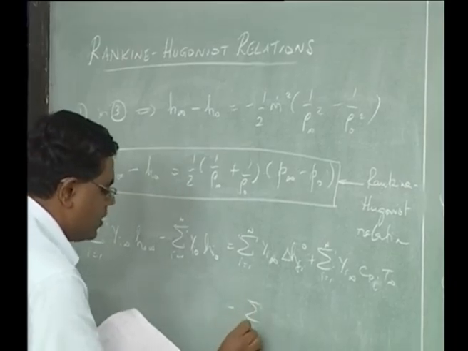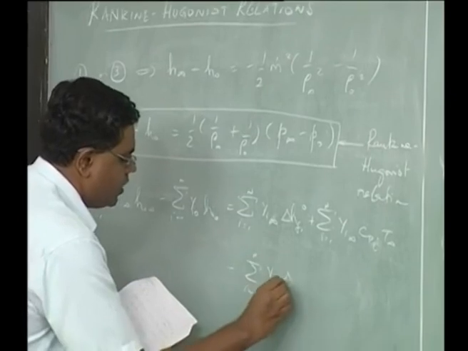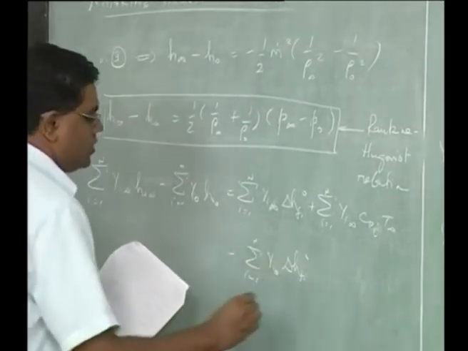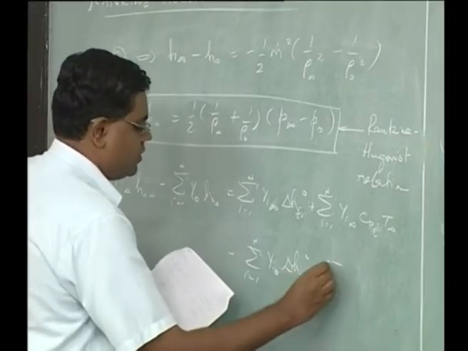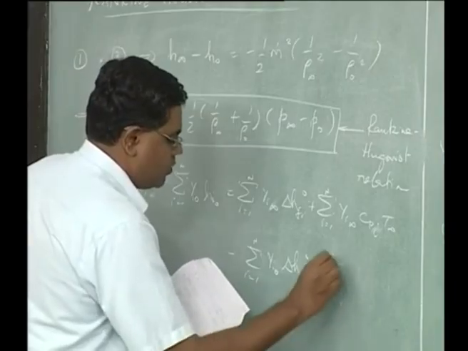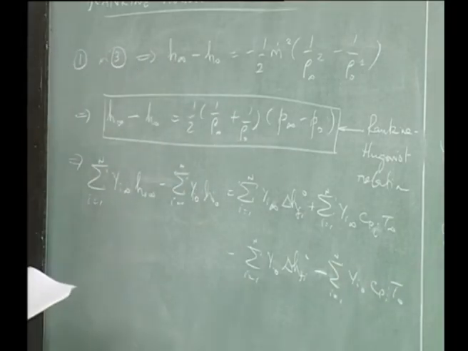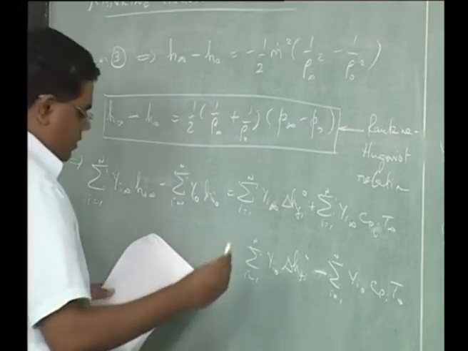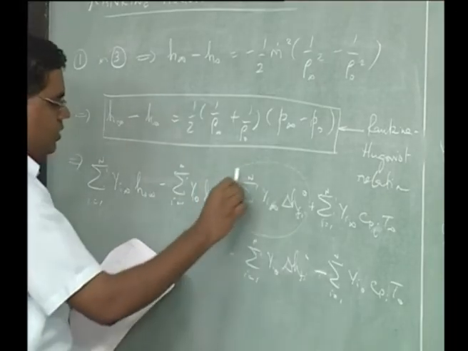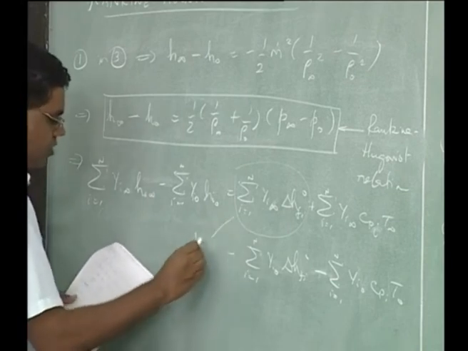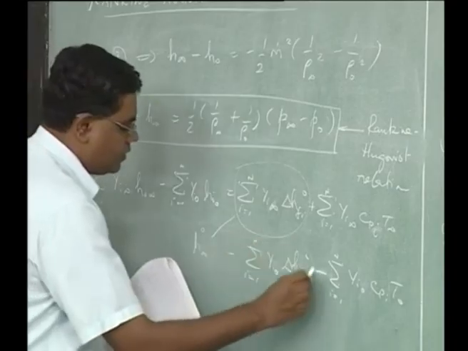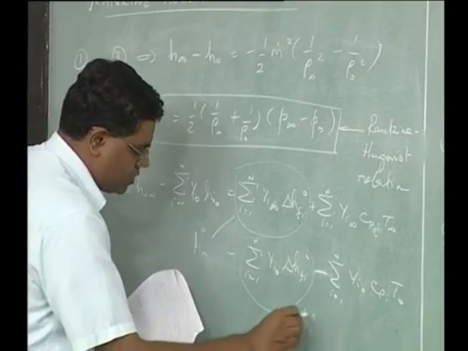Minus sigma i equals 1 to n, y naught delta h_f,i superscript naught, plus, should say negative again, sigma i equals 1 to n, y naught c_p,i T naught. Now let us call what happens now. Let us call this H infinity naught, and let us call this H naught naught.